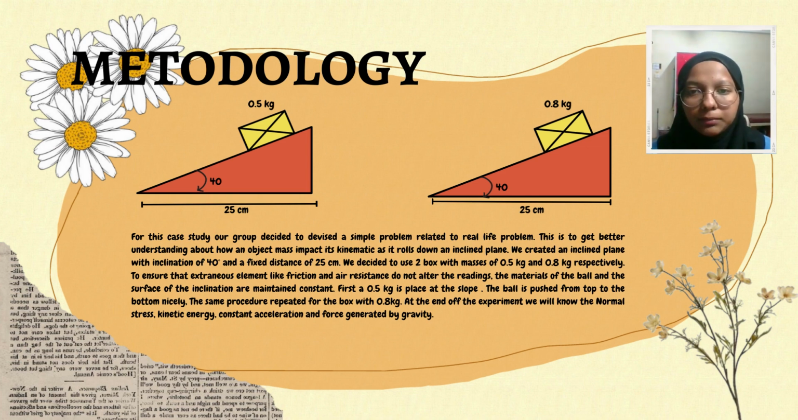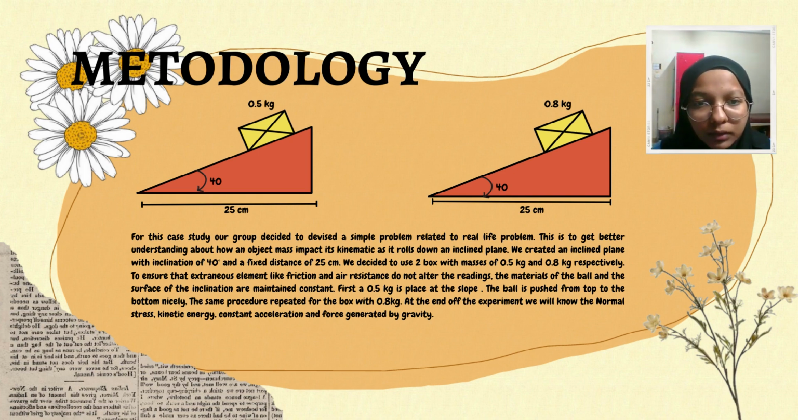Next is about methodology. For this case study, our group decided to devise a simple problem related to real life. This is to get a better understanding of how an object's mass impacts its kinematics as it rolls down an inclined plane. We created an inclined plane with an inclination of 40 degrees and a fixed distance of 25 centimeters. We decided to use two boxes with masses of 0.5 kg and 0.8 kg respectively. We assume that external elements like friction and air resistance do not alter the readings.